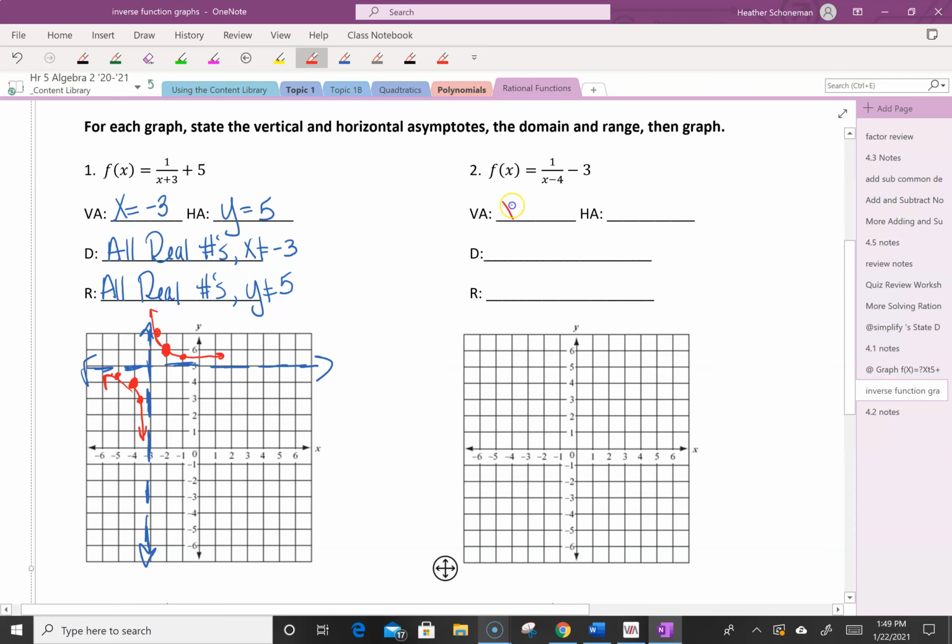On number 2, the vertical asymptote is x equals 4, because that's what makes this denominator 0. The horizontal asymptote is y equals, whoops, got two y's in there, y equals negative 3. It's just the number at the end.